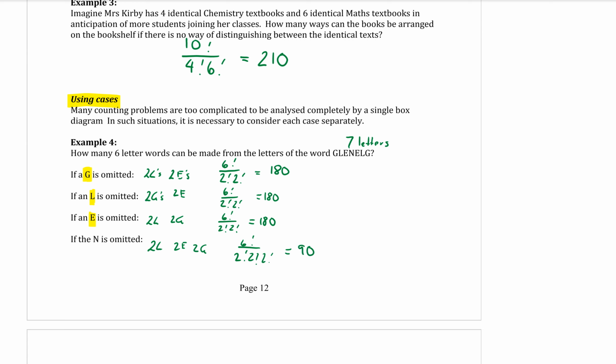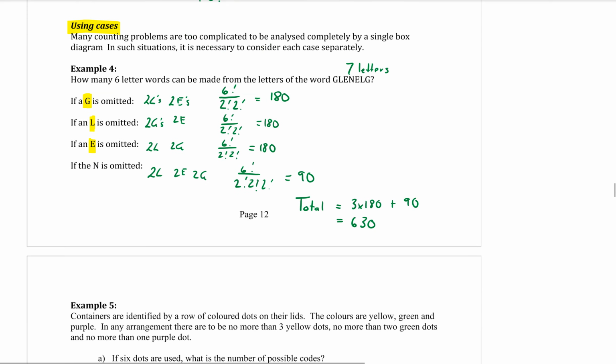ways. So once you have gone through each of the possibilities, all we have to do is add those numbers together at the end. So our total is, I'm just going to go 3 lots of 180 plus that 90, is 630 ways of making a 6-letter word from the 7 letters that we were given with repeating letters. Fun, right? Example 5.